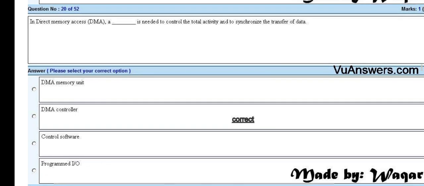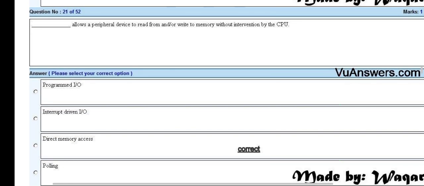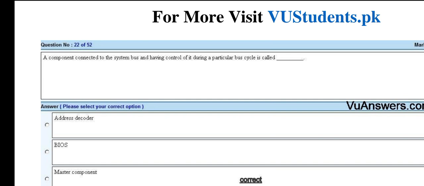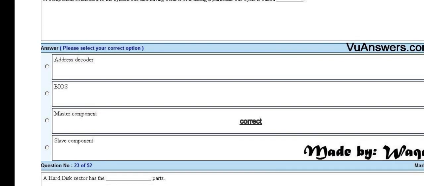The DMA controller dash allows a peripheral device to read from and/or write to memory without intervention by the CPU. Direct memory access. A component connected to the system bus and having control of it during a particular bus cycle is called a master component.